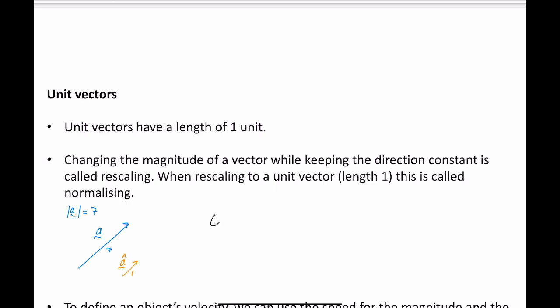So I can write generally my unit vector, we called that A with a little hat, is going to be your original vector, so A, divided by, in this case it was 7, whatever the length is. So let's write that generally, the magnitude of A. So all I'm doing is rescaling the vector, dividing it by its length, so it's the same direction, but with a length of 1.